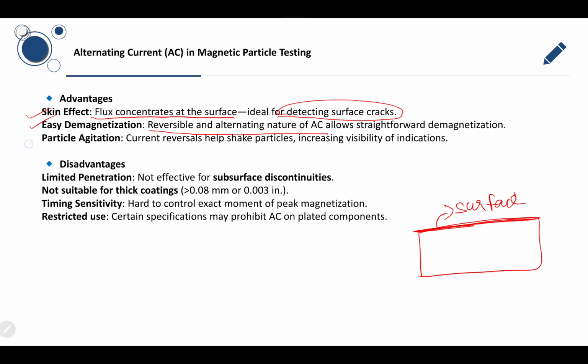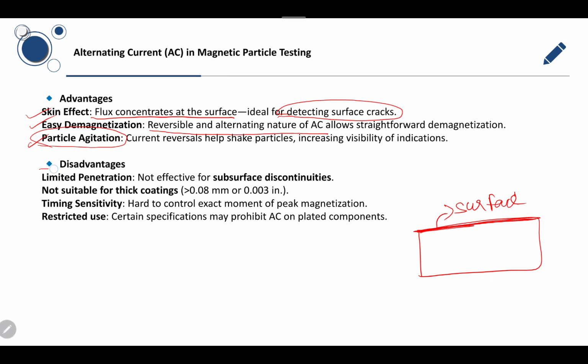Next one is particle agitation. The constant current reversals help to shake the magnetic particles, which can improve the visibility of indications by allowing them to settle properly at defect sites.